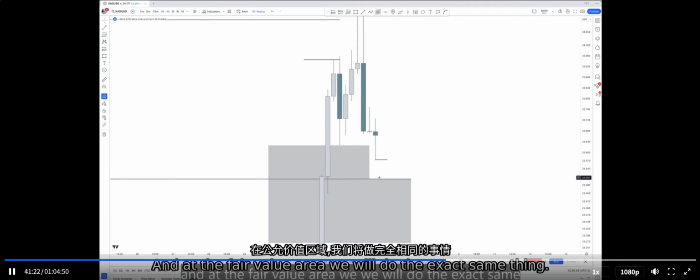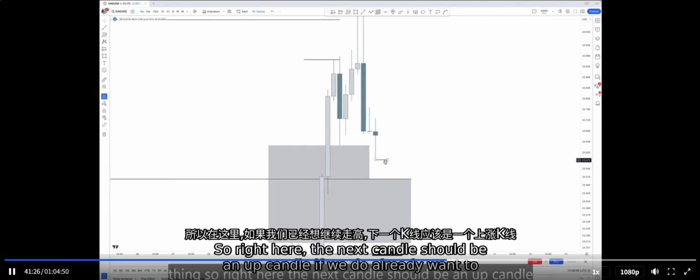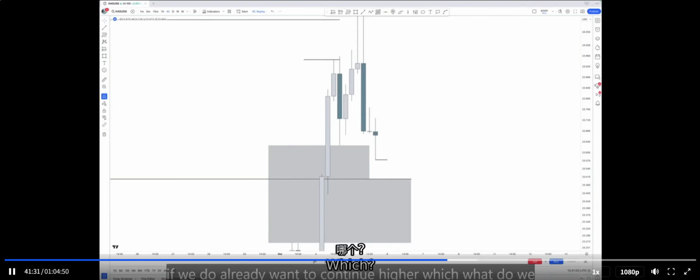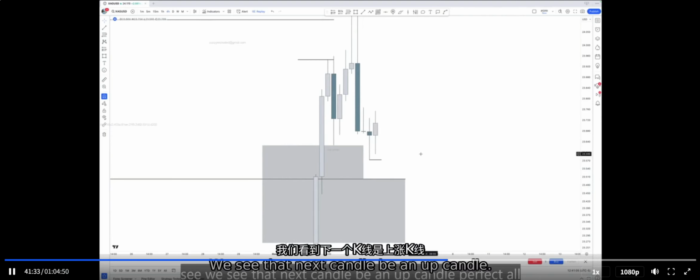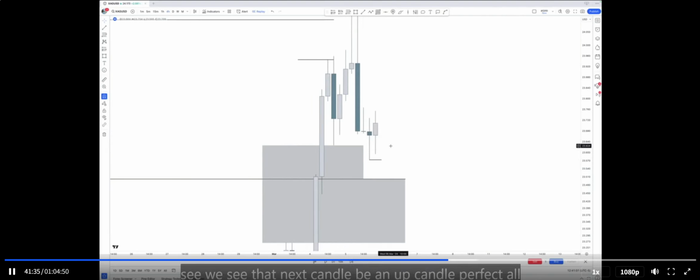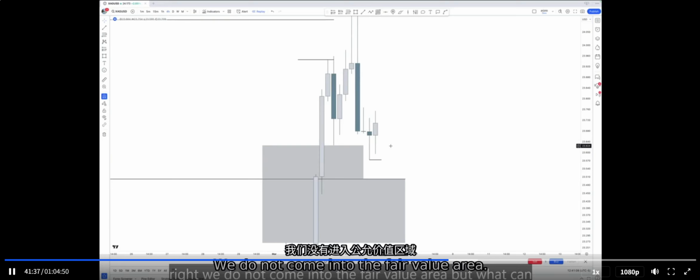And at the fair value area, we will do the exact same thing. So right here, the next candle should be an up candle if we want to continue higher. Which, what do we see? We see that the next candle is an up candle. Perfect. All right, we do not come into the fair value area.